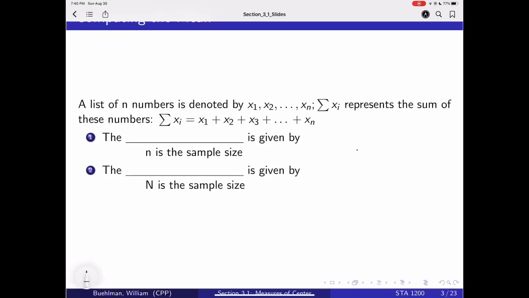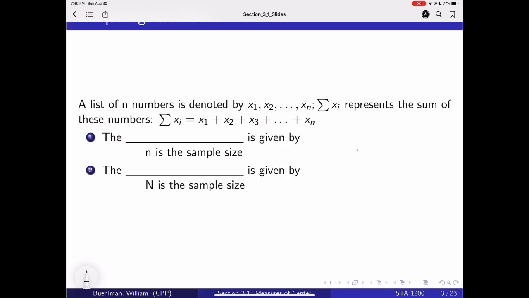So first we're going to go over computing the mean. We have a list of n numbers that are each designated by x1, x2, and so on. This symbol right here is called summation. So that E looking thing is called a summation. It represents the sum of these numbers. What this is saying is the sum of the xi's is equal to x1 plus x2 plus x3 and so on, all the way to xn.